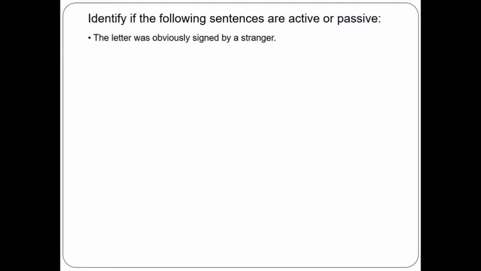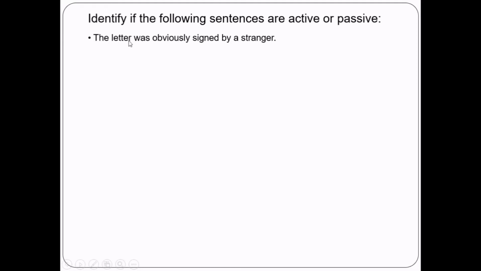For example, for this one, the letter was obviously signed by a stranger. Could you tell me if this is the active voice or the passive voice? So you can see that the verbal construction was obviously signed. This is the adverb over here, and this is the passive voice, was signed. Was is the past form of the verb to be, and signed is the main verb in the passive participle. And then you can see the by. More or less you can tell it's a passive voice if you see the preposition by. So this is the passive voice: the letter was obviously signed by a stranger.